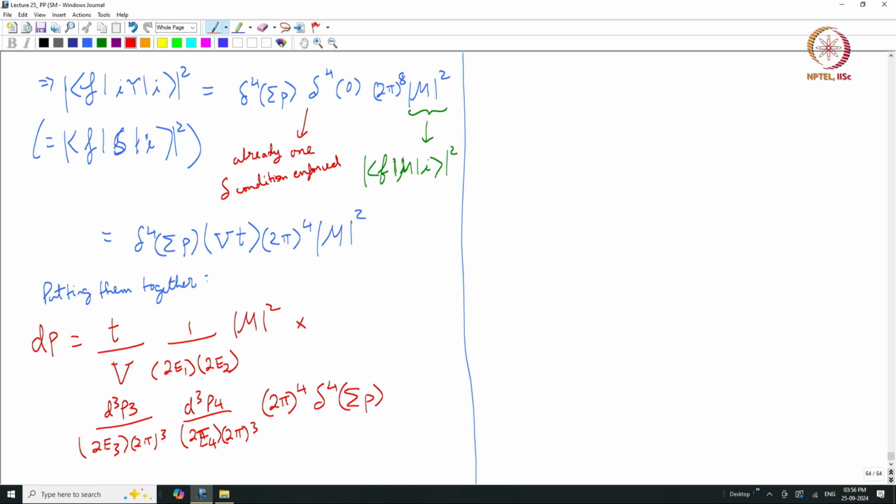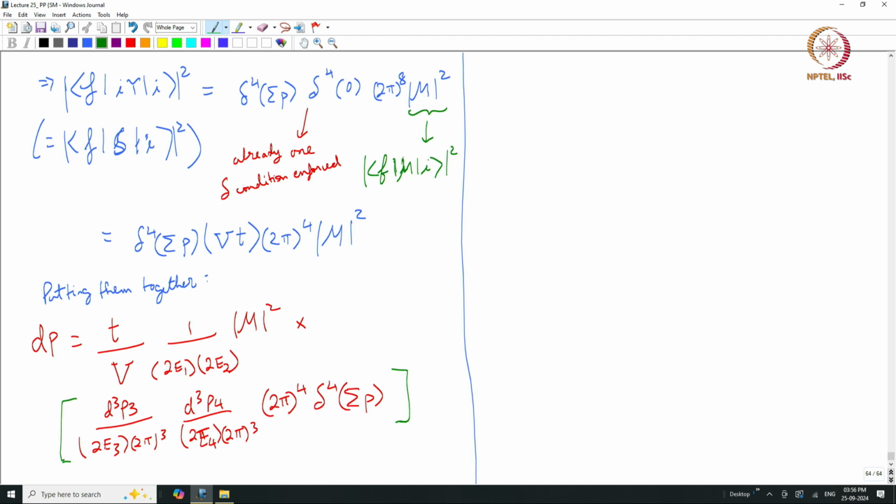Okay. Now this is a special form of writing this probability because I have now separated out terms that happen to be actually Lorentz invariant.